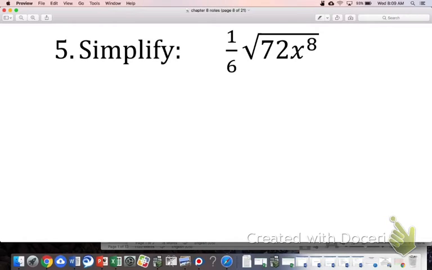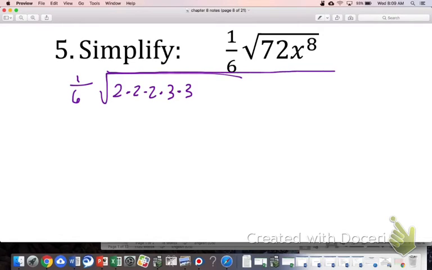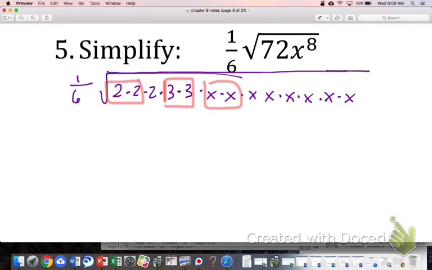So the 72 is 2 times 2 times 2 times 3 times 3. And then x to the 8 is a bunch of them there. X times x, there's 4 of them. There's 6 of them, 7, and 8. All right, so you're looking for pairs of like elements. So I'd say that there's 2 2s, there's 2 3s, there's a pair of x's, more pairs of x's. We get something like that.